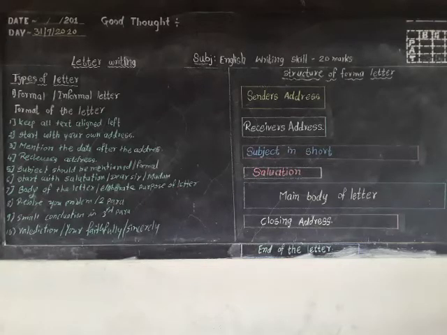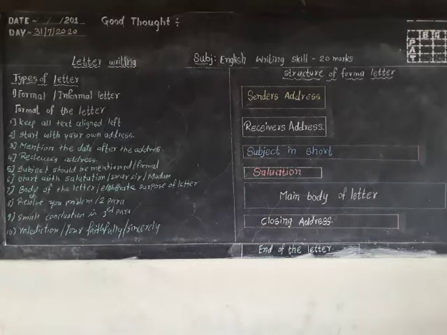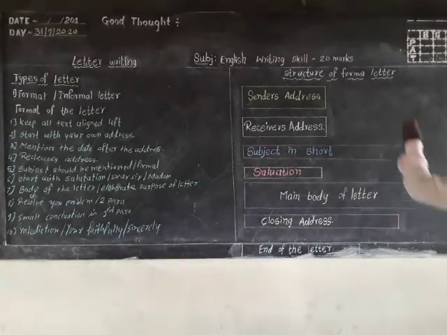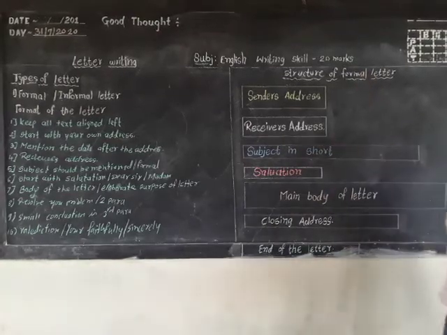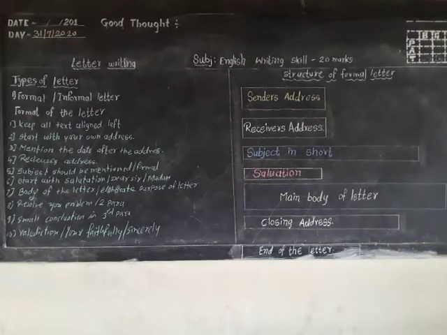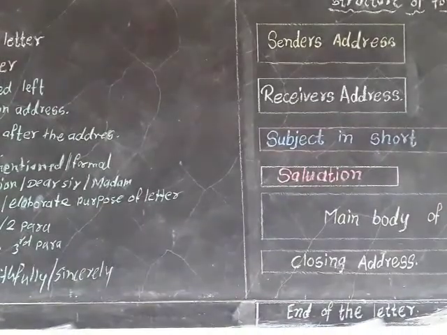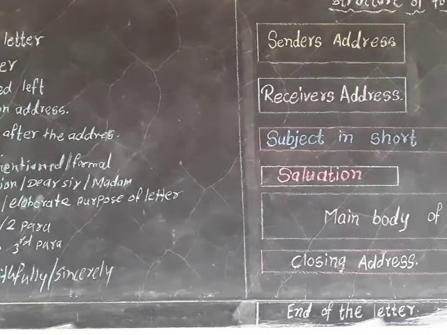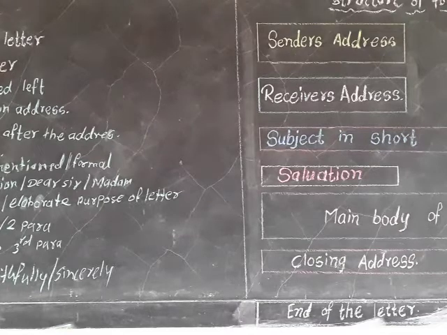If you want to see, I'm going to zoom it out so that you'll come to know the structure of a formal letter. And also the format of this letter is given, so that you will come to know how to write the letter. See, I have zoomed it so that you can see the sender's address, then you will have to write the receiver's address, then after the receiver's address, your subject should be written in short. Then the salutation, which means you'll have to write dear sir, dear madam, whatever it may be.